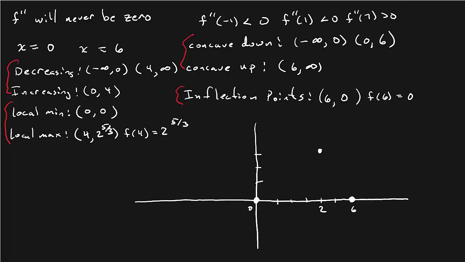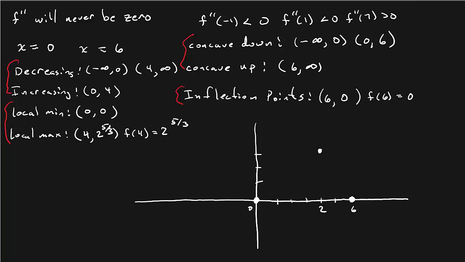All right, so let's see what's going on with this. From negative infinity to 0, this thing's decreasing. From 0 to 4, it's increasing. So it's decreasing, then here it's increasing. And then once it gets to 4, from 4 to infinity, it starts decreasing again.